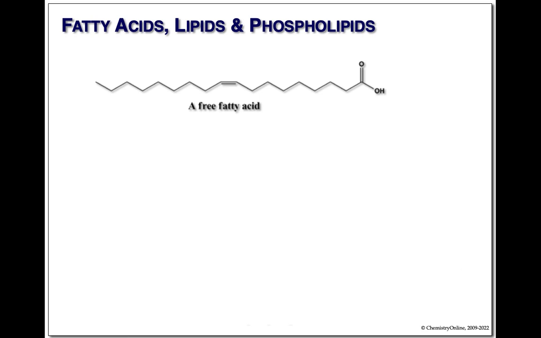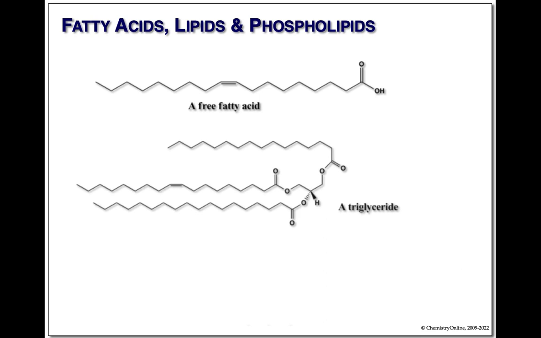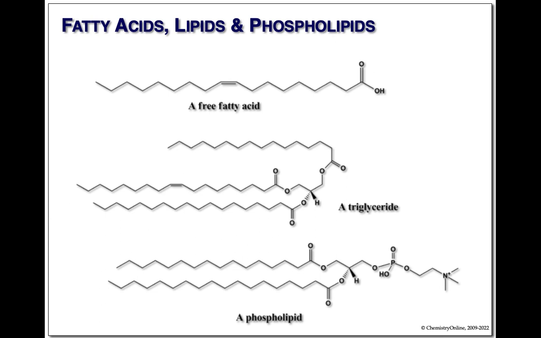Again, long chain, acid functional group on the end. If we hook these to an alcohol with 3 OHs, we get the ester functional group. Again, these can all be different. This is the triglyceride. It is also known as fat. One other version, phospholipid, very important. We have linked this to a phosphate and a choline. These are very water soluble. This end of the molecule is not.